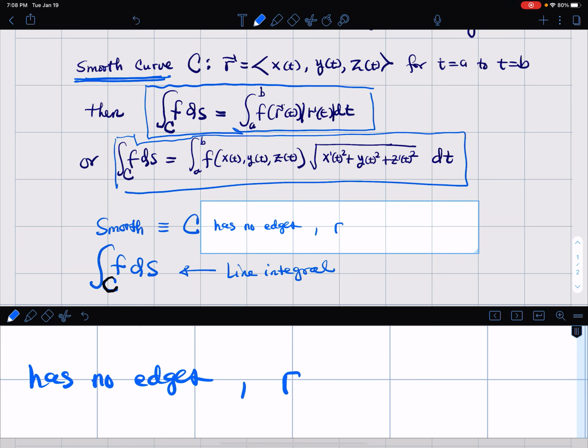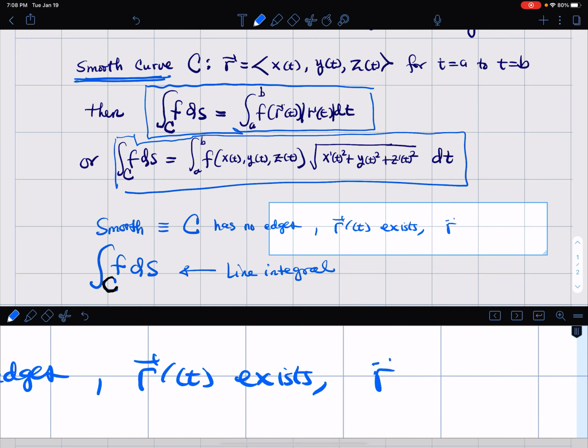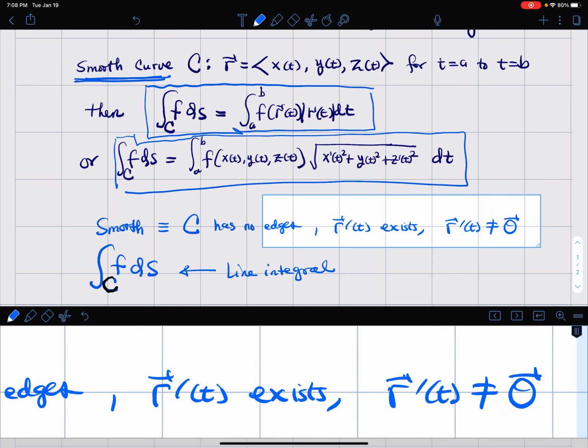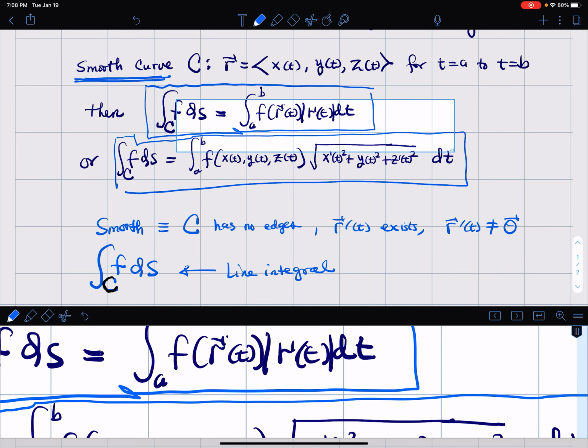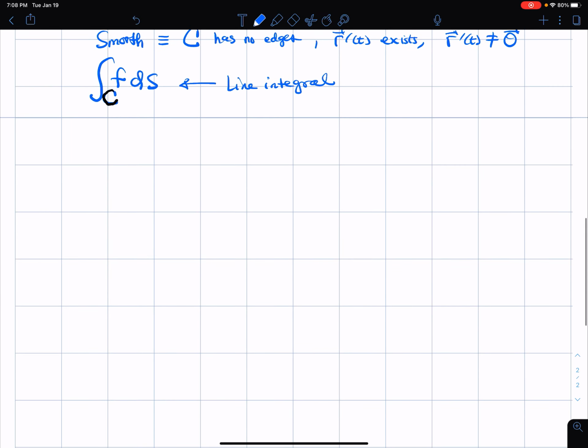And it also means that r prime of t exists, and r prime of t is not equal to the zero vector. So that's what it means. Okay, so the takeaway is that we have a way to compute line integrals now. Let's look at some examples.